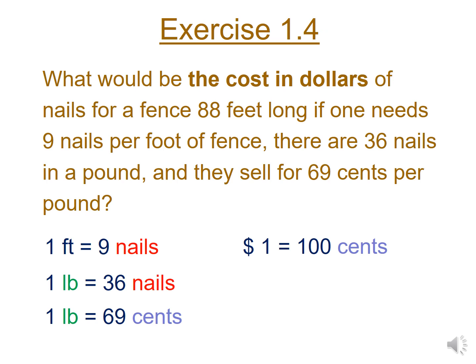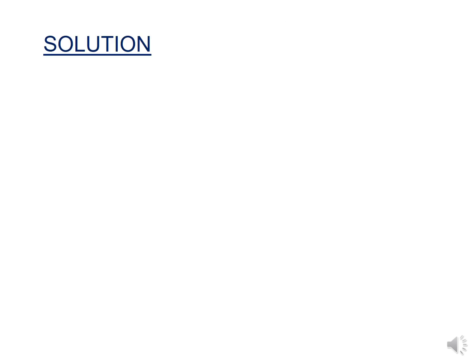And as we said, now we can go clearly from feet to nails, from nails to pounds, from pounds to cents, and from cents to dollars. And this presupposes right away we're going to use 4 unit factors, one each for every equivalent statement. And so we start with what we're given, 88 feet, and then use conversion factors or unit factors to go from feet to nails, nails to pounds, pounds to cents, and cents to dollars. So let's do it here.